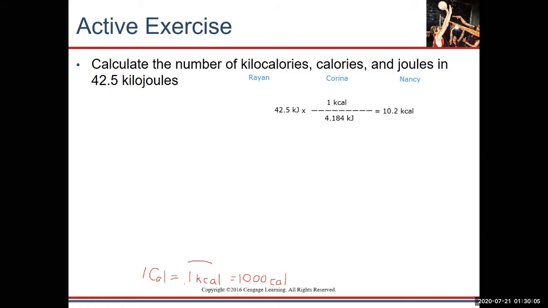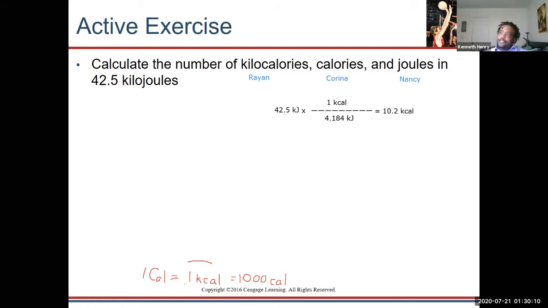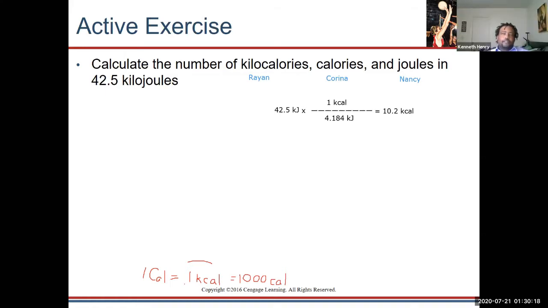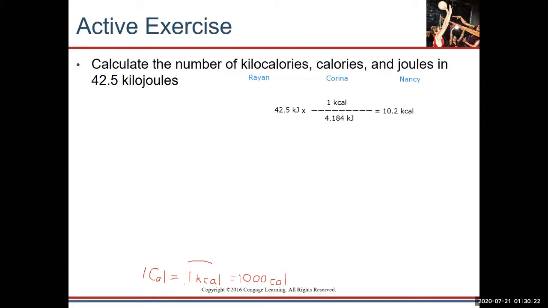I need help with mine. Is that Karina? Yeah. Where are you going to start? So 1 cal equals 4.184 joules. Are we going to start there? What's our given? I don't know. Start with what you're given. So 42.5 kilojoules. Okay, yeah. Go ahead, write that down.